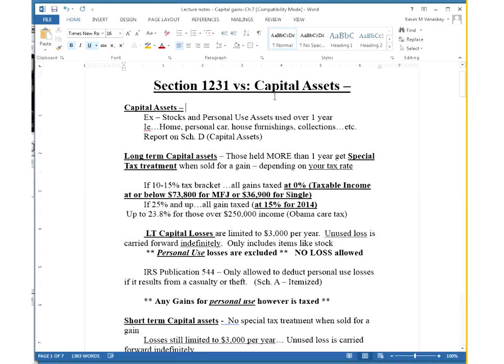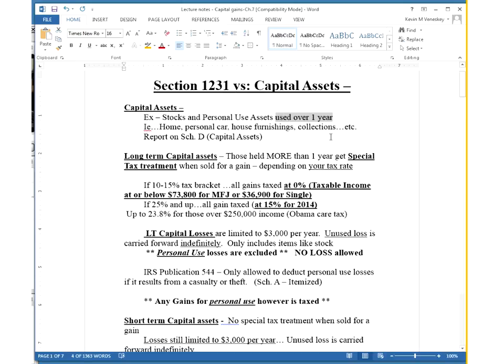Capital assets, first thing to know about this. These are generally your stocks and personal use assets, and the key here is they are held over 1 year. Once you have something considered a capital asset, it has a little bit better gain treatment. So if you sell your asset like stock for a gain, say you bought it for $5,000 and sold it for $9,000, you have a $4,000 difference. That's what you're going to be taxed on, not the $9,000 that you sold it for, because you paid in $5,000, so you get to take out that difference. You're going to be taxed on $4,000.